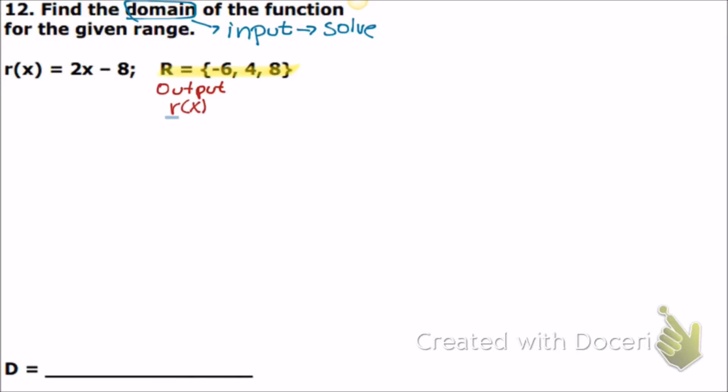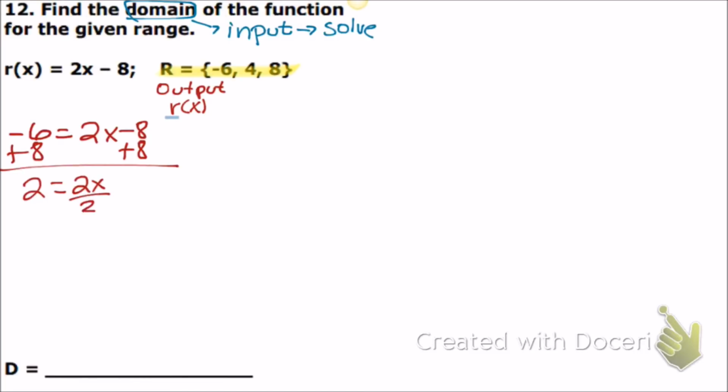So instead of writing r of x, we're going to write negative 6, which is this first number, equal to x minus 8. And then we can add 8 on both sides. So we get 2 equal to x. And now we can just divide by 2. So 1 is equal to x. That's the first one. So we're done with this one.